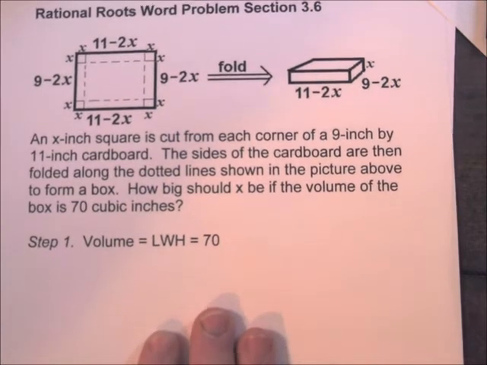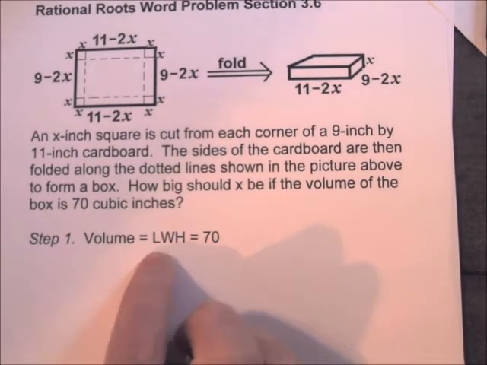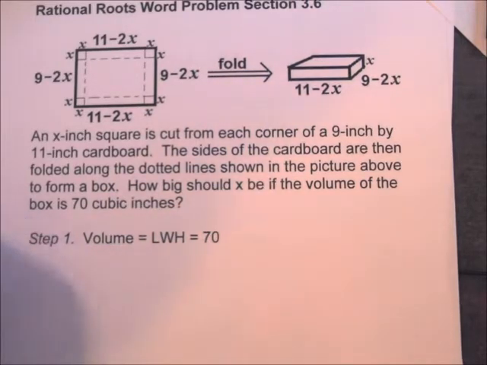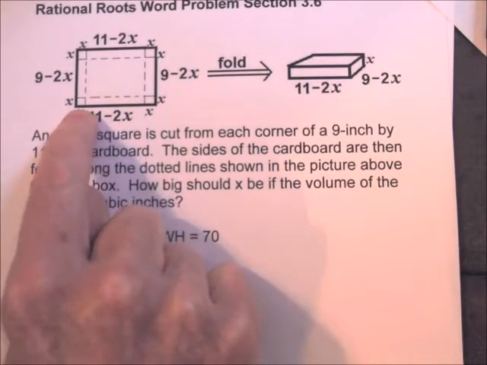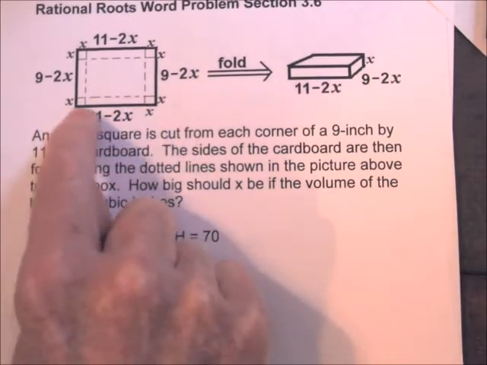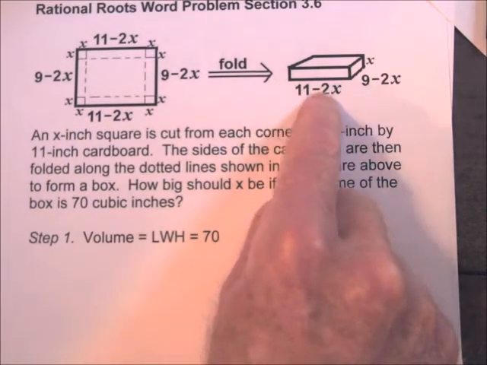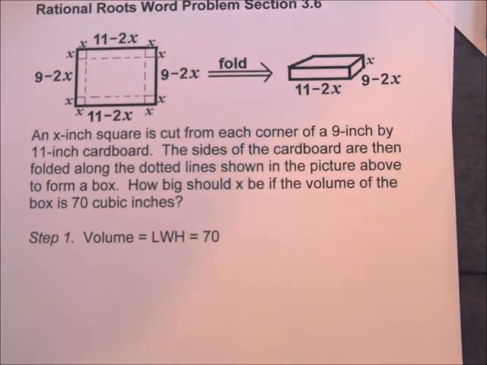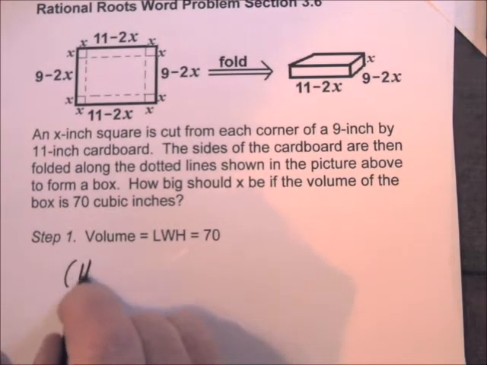Okay, so volume is length times width times height. In this case, length times width times height has to equal 70. So the original length of the cardboard is 11 inches, but we're cutting off x inches from each corner. So the length of the box is going to be 11 minus 2x.